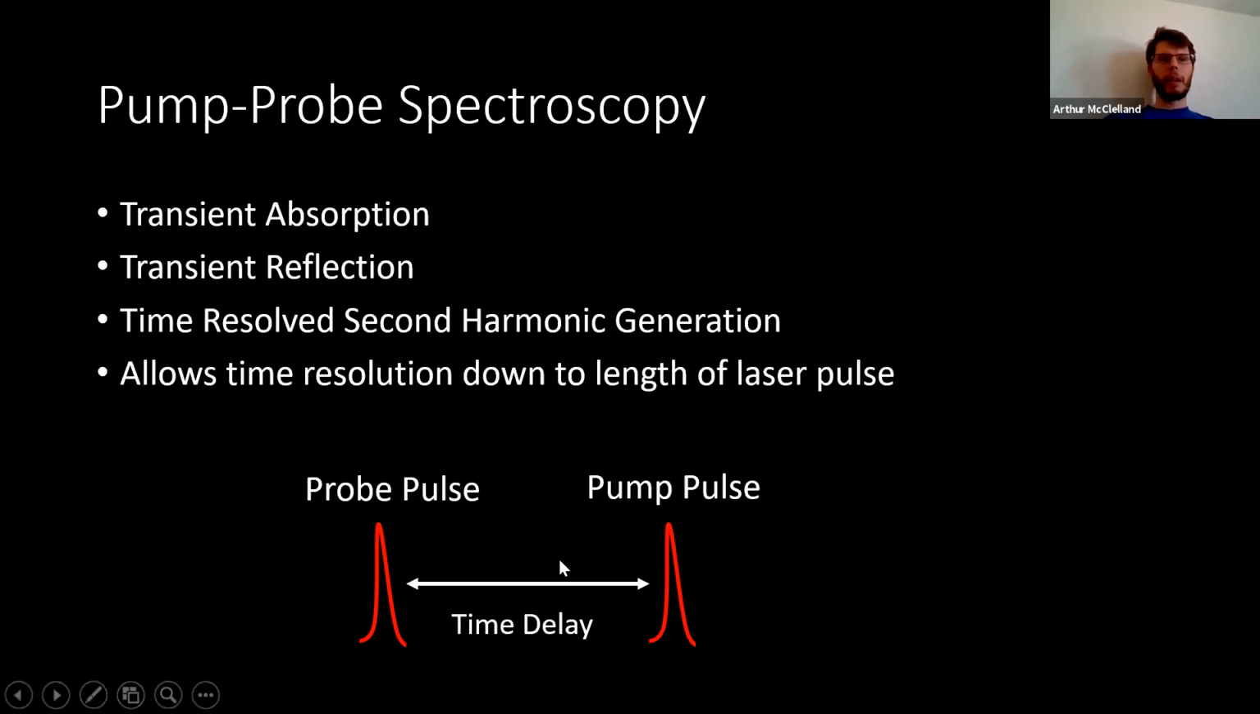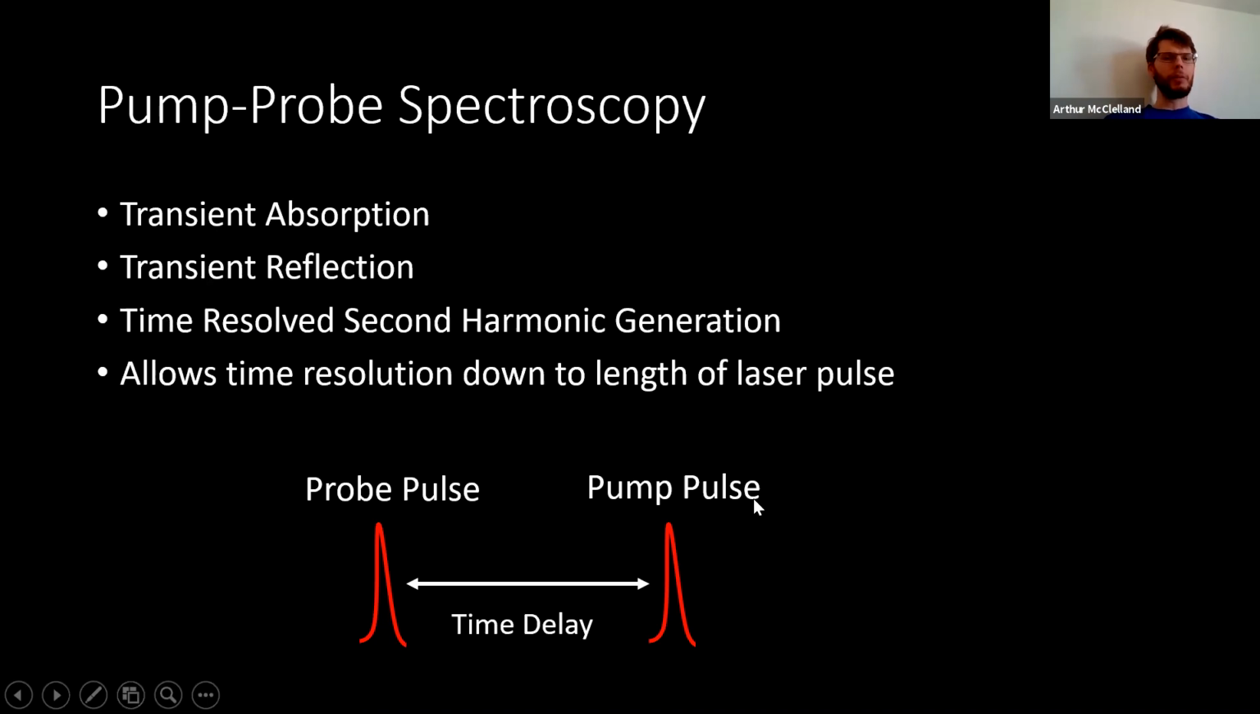But your limitation now is how long the actual pulse is, and it's nothing to do with the cables. You're not trying to translate an electron, which has a mass, across a length of cable. It can never go faster than the speed of light. But you can set this up to do transient absorption measurements, or if your system is not transparent, you can do transient reflection measurements, and you can do time resolved second harmonic generation measurements. I'll talk about second harmonic generation next.